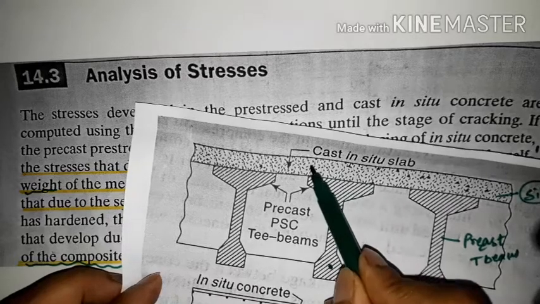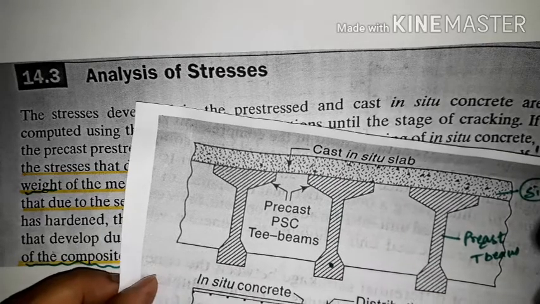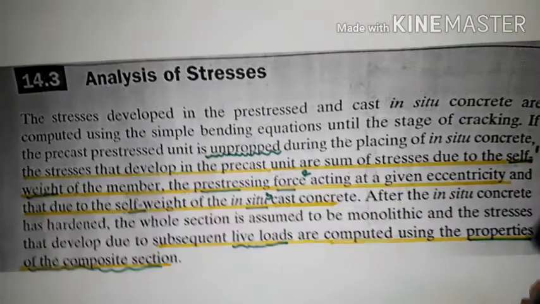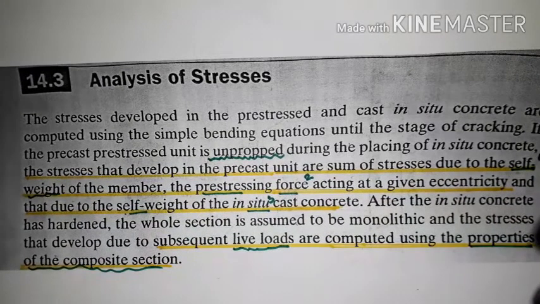We don't have to consider it for the whole section or the composite section. Understood? Only in case of unpropped. See, the difference is here, you will get two conditions, propped and unpropped. So prop is nothing but support given to the beam, or it's a shuttering system.